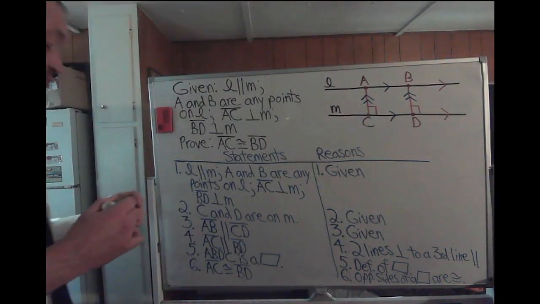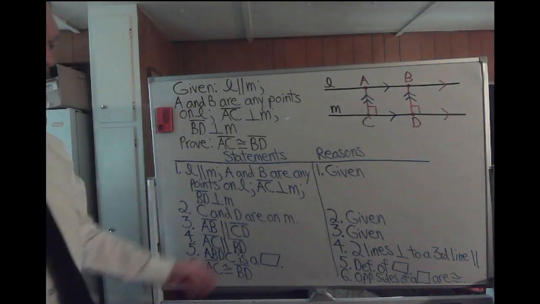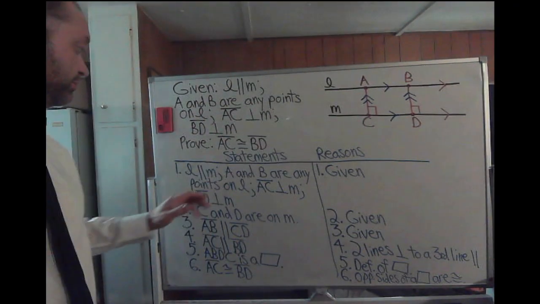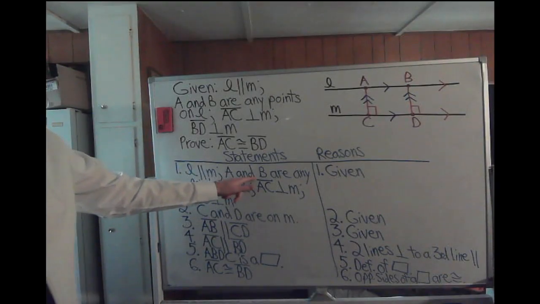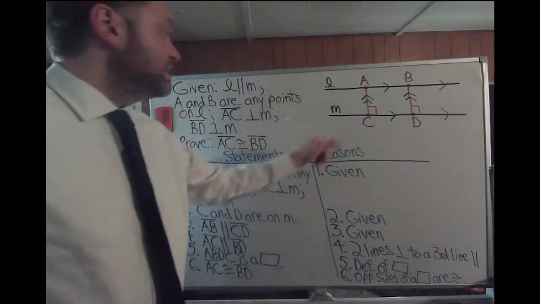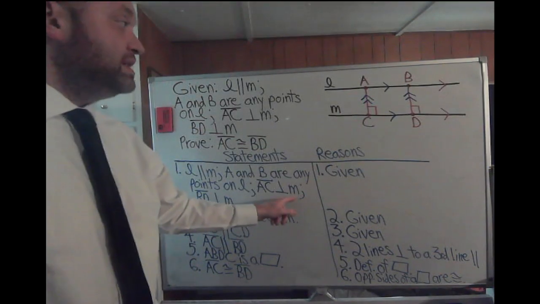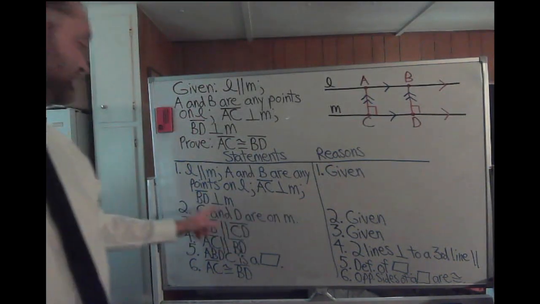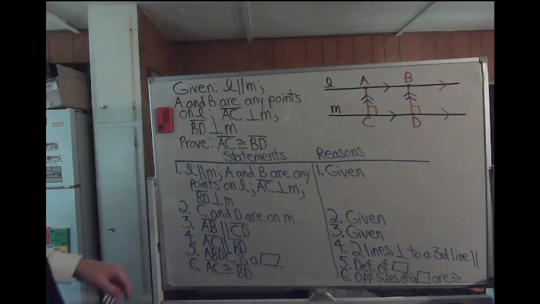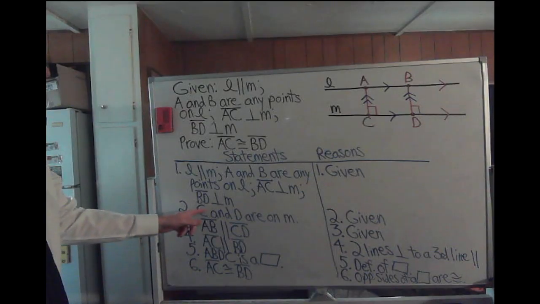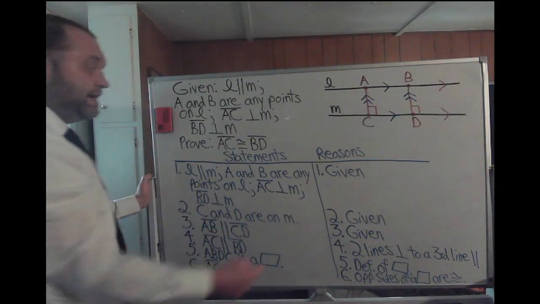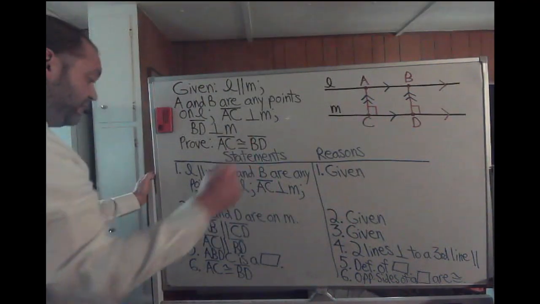So let's go through this proof real quick. We were given our diagram here. We were given that line L is parallel to line M. We were given that A and B are points on line L. We were also given that segment AC is perpendicular to line M, and that segment BD is also perpendicular to line M. That was our given information. And then we can use the diagram for statement 2 that C and D are on M. That was also given to us by the diagram.